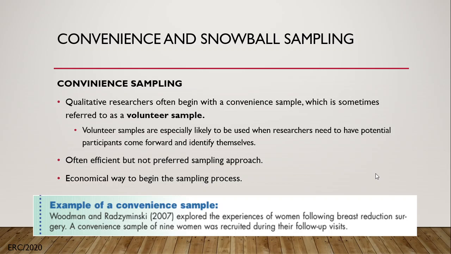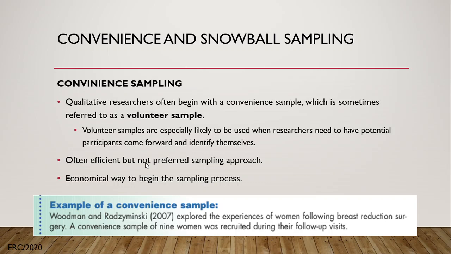In such a situation, we might recruit sample members by placing a notice on the bulletin board, or pwede sa newspaper or on the internet, requesting people with nightmares to contact us. In this situation, we would be less interested in obtaining a representative sample of people with nightmares than in obtaining a diverse group representing various experiences with nightmares. Okay? An efficient but not preferred sampling approach. This is the economical way to begin the sampling process.